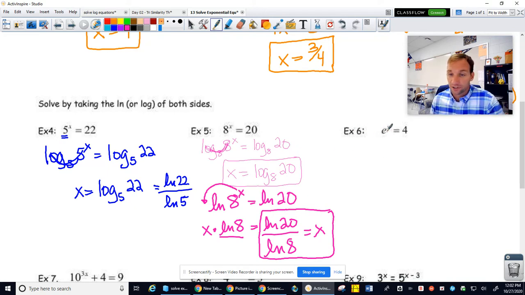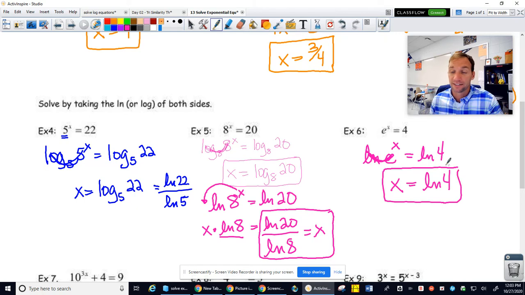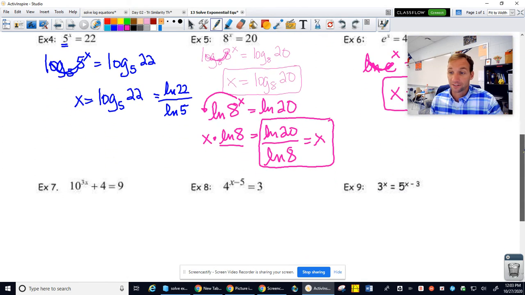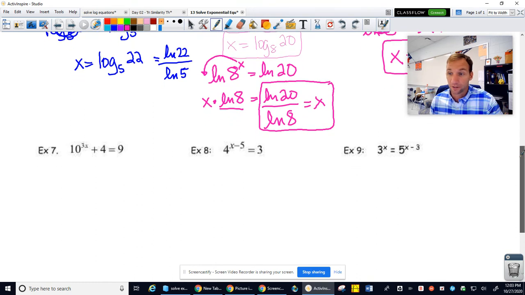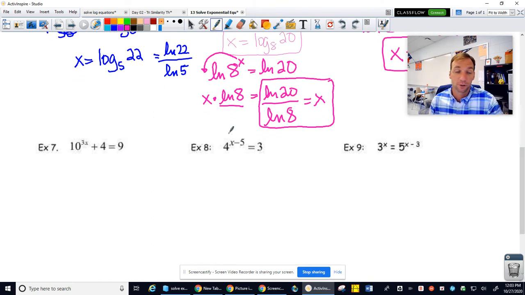For number 6, because it has a base of e, we want to take the natural log of both sides. Natural log and e have the same bases, so natural log of e is just 1. So the answer is x equals the natural log of 4. Whenever our base is e, the natural thing to do is to take the natural log, because that eliminates your e. So that's like the elimination. When you want to get rid of something, we're taking the log with a special base.